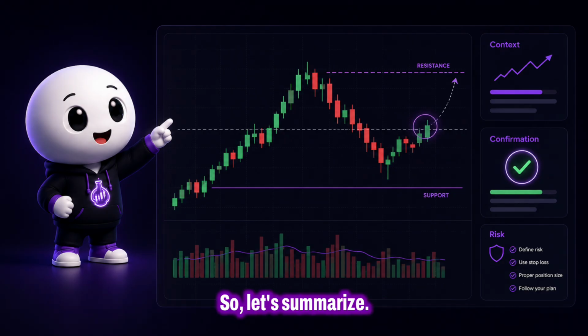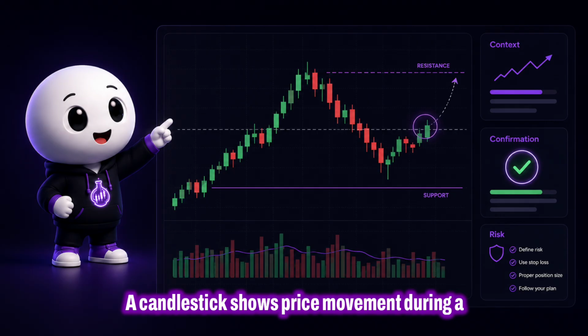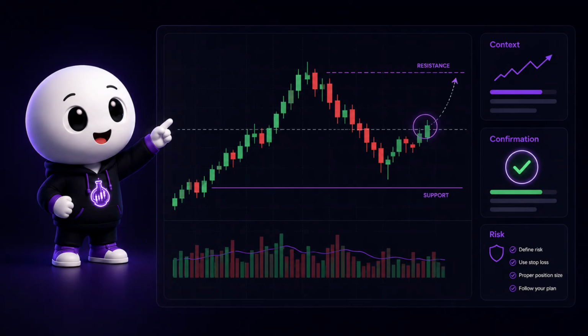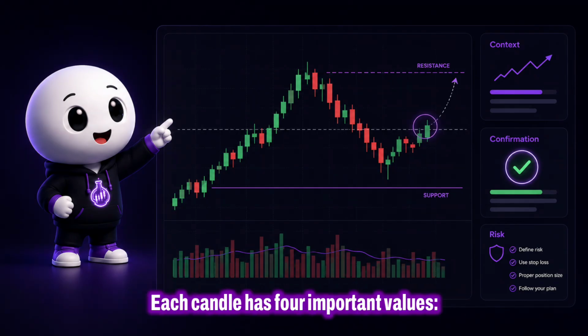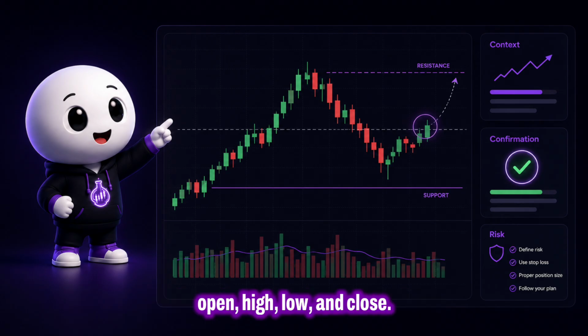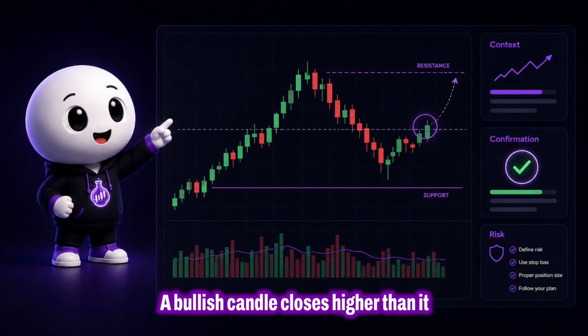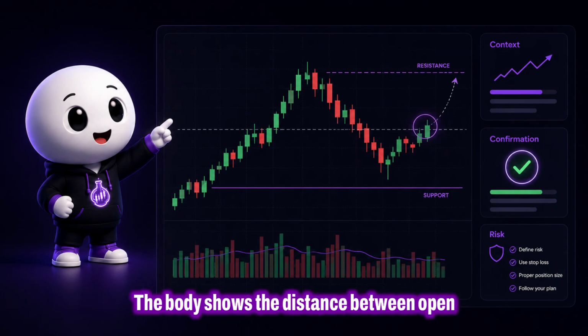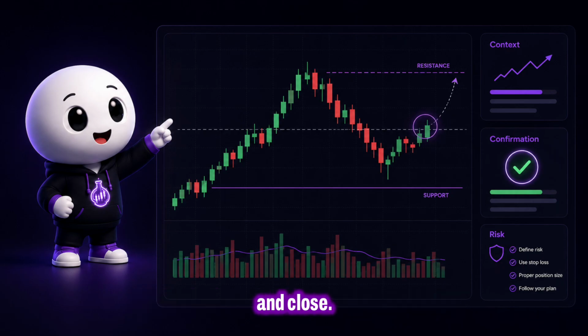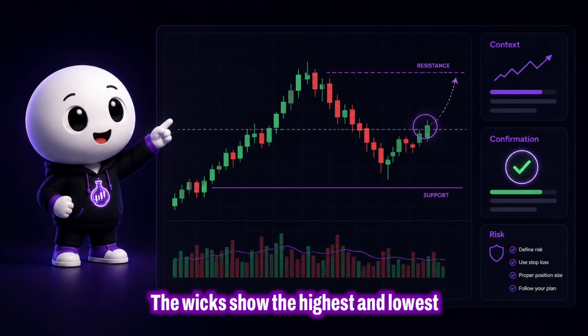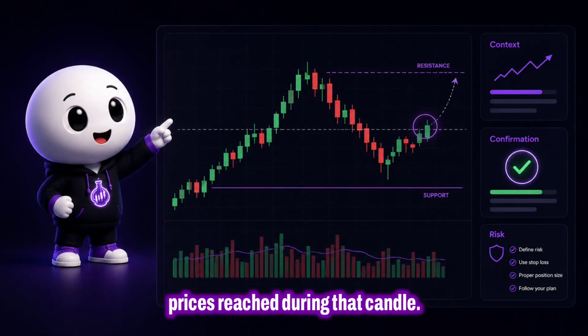So let's summarize. A candlestick shows price movement during a specific time period. Each candle has 4 important values: open, high, low, and close. A bullish candle closes higher than it opened. A bearish candle closes lower than it opened. The body shows the distance between open and close. The wicks show the highest and lowest prices reached during that candle.